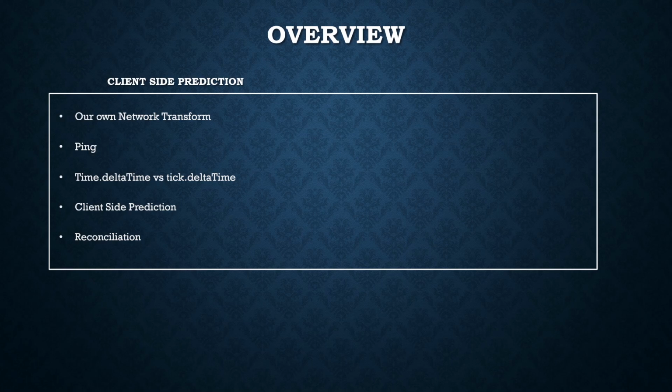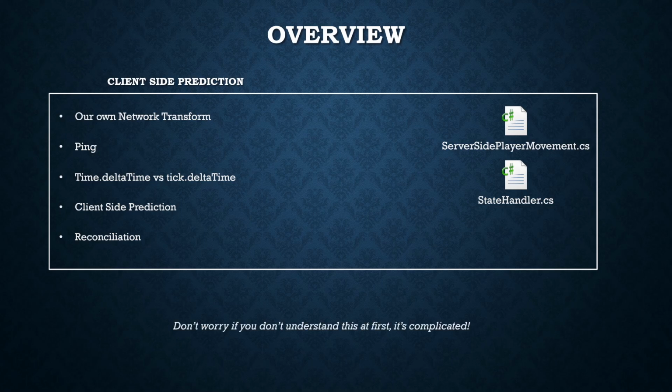So this is what happens when the server and the client are not aligned on their ticks, and we need to do some form of reconciliation to bring it back into line. In doing that, we're going to be using the server-side player movement script. That's one that we've created in a previous tutorial. We'll be doing some pretty heavy additions to this one, and we're also going to create a state handler. As I said before, please don't worry if you don't understand this at first. It is pretty complicated, but go through the code, maybe come back and look at it again, and hopefully it'll make a lot more sense.